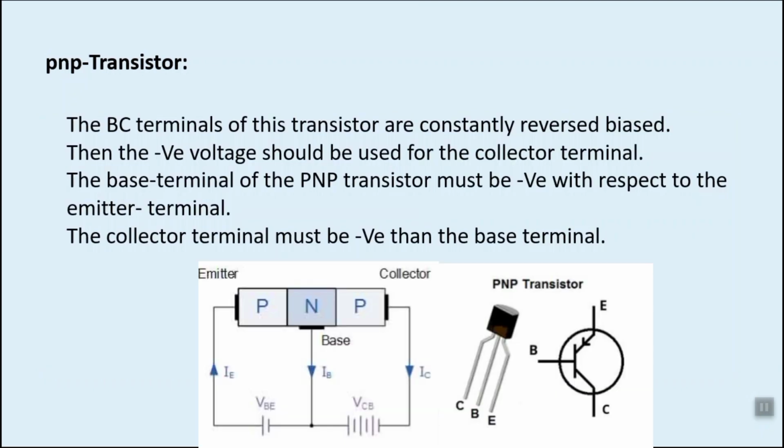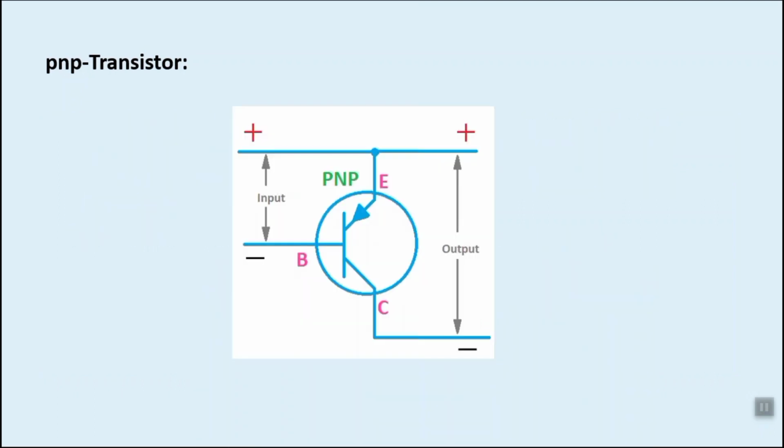In a PNP transistor, the middle layer is made of N-type material, and the outer layers are made of P-type material. The 2 outer layers are called the emitter and collector, while the middle layer is called the base. The behavior of a PNP transistor is similar to that of an NPN transistor, but the direction of the current flow and voltage polarities are reversed.